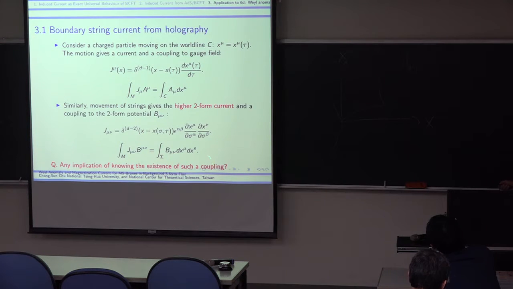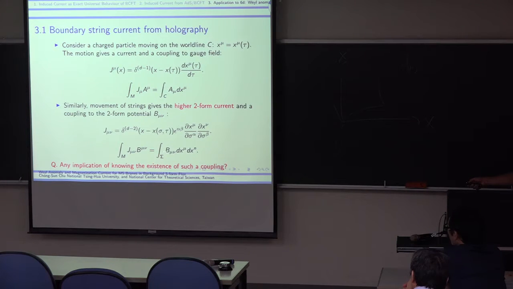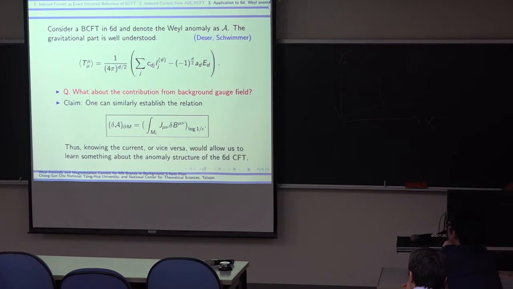This is really an inventory just for the students here. So a string will move like this. You have a string world sheet, and you create a current density for the string, and then you create the minimal coupling of the string to the B field. So the question is, what's the implication of having such a coupling? We saw already that this minimal coupling is related to anomaly, and so this should be related to anomaly also. In fact, we find such a relation.